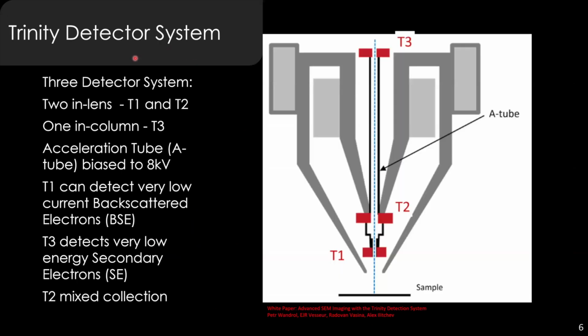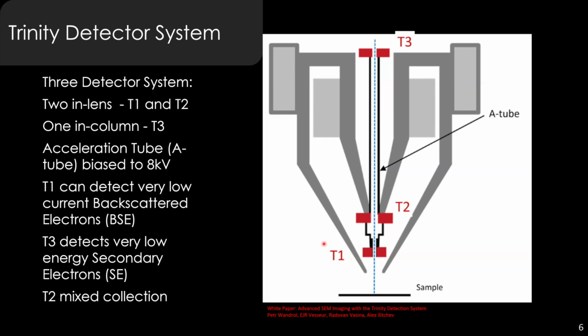So the newest system we have in some of the microscopes is the Trinity detector system. And that consists of two in-lens detectors. So we have a T1 and a T2. And up in the column, we have a T3 detector. And within the actual lens itself, we also have an acceleration tube, which helps with accelerating the beam downwards, as well as pulling up the electrons for detection as well.